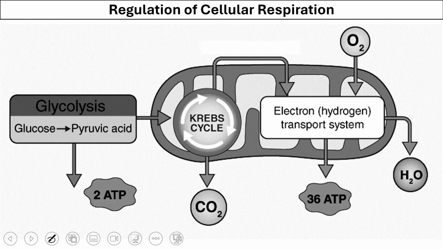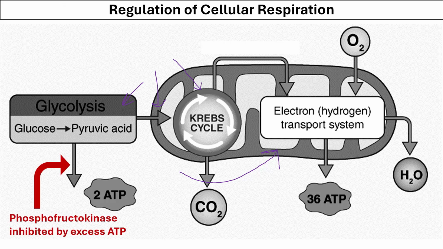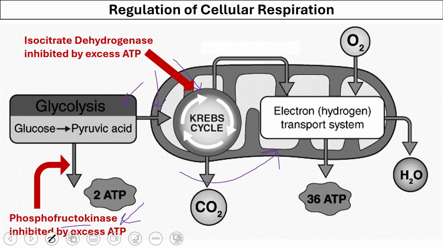Now let's look at the factors which can regulate the ATP production through cellular respiration. Let's look at the steps again. There is glycolysis, then there is a transition reaction and Krebs cycle, everything leading to the electron transport chain. But let's say there is a situation where we already have a lot of ATP in the body. One of the important enzymes of glycolysis is phosphofructokinase, which is then inhibited by the excess of ATP and the glycolysis reaction is stopped. An important enzyme in Krebs cycle is isocitrate dehydrogenase, which is also inhibited by excess ATP and the ATP production is stopped.